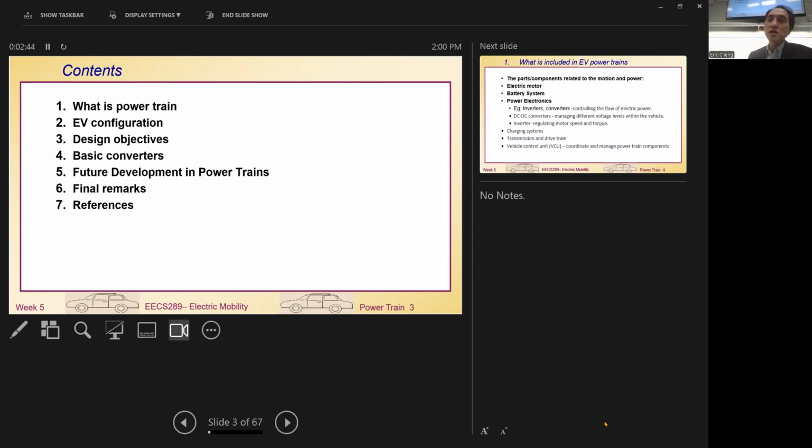So this is the content we're going to discuss for this lecture, including what's powertrain, what's the configuration in EV, and how we design them, the basic converters we're going to use, and future development, what we're going to have. So that's basically how we're going to cover here.